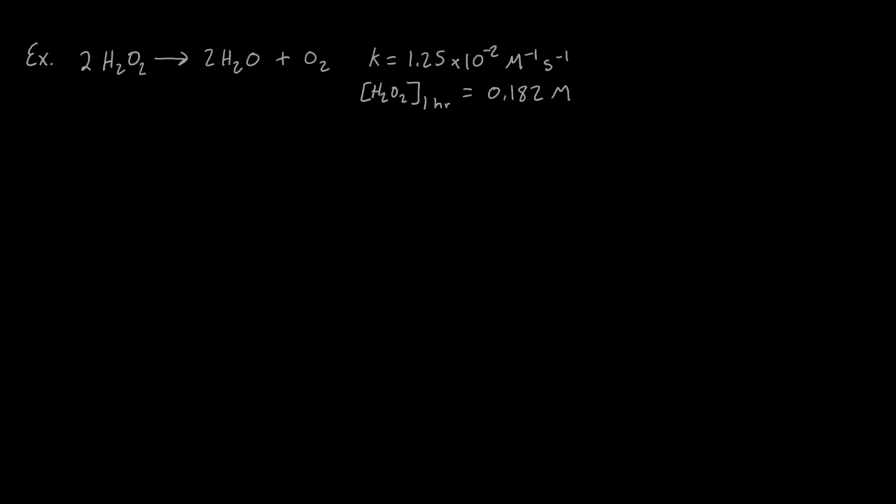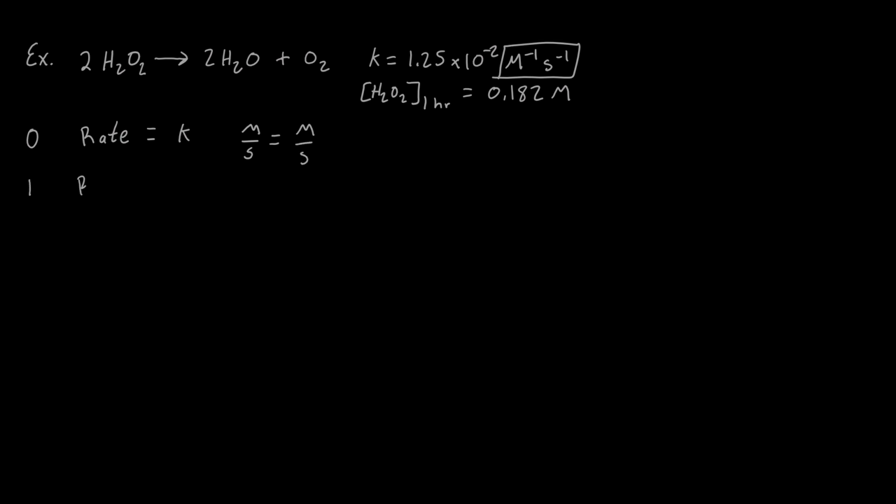Let's do another example. So here we're given the decomposition of hydrogen peroxide, and we're given a rate constant and the concentration at time of 1 hour. So here we're not given the reaction order. But a unique thing about the rate constants is that based on the units of our rate constant, we can determine the reaction order. So if we think of our rates, for example, our 0th order, the rate is equal to K. And since we know that rates always have units of molarity per second, that means the K value must also have units of molarity per second.